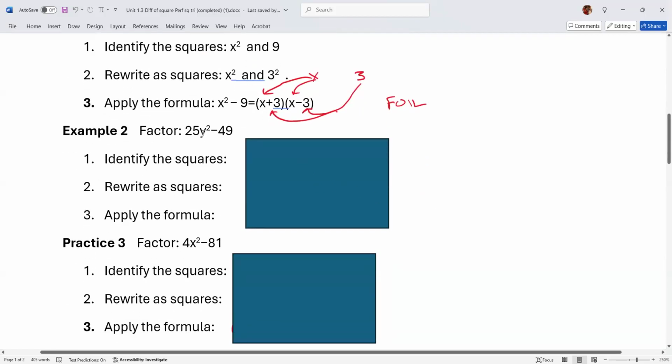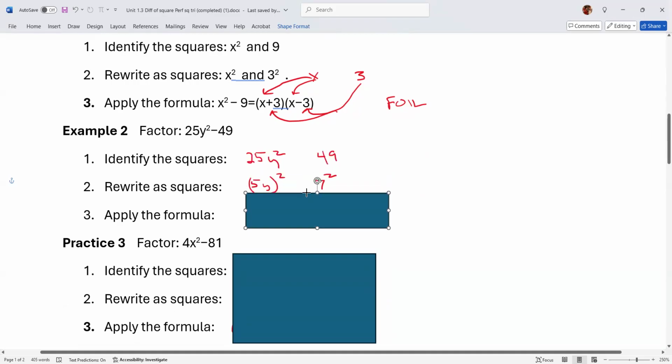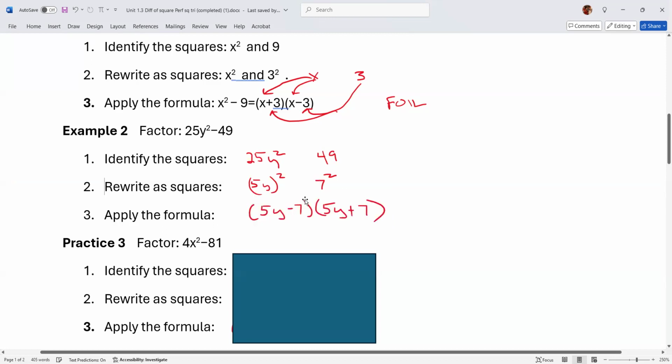So for example, 25y squared minus 49. Well, the first term is a perfect square. Why? Because 25y squared can be written as 5y squared, and 49, of course, is a perfect square, 7 squared. So therefore, you apply the formula to this, and it'd be a plus or minus the square roots for the first term and the square roots for the second term. Okay?